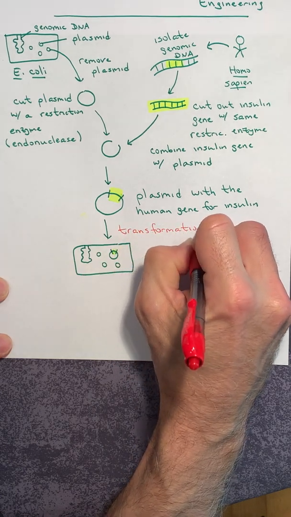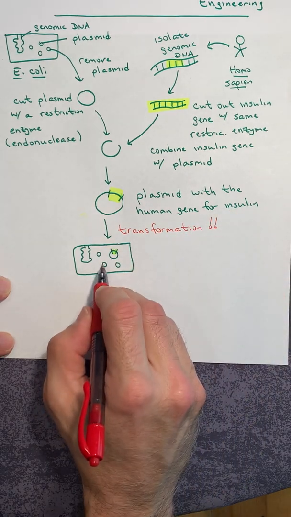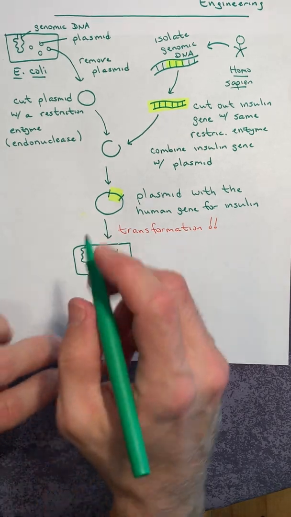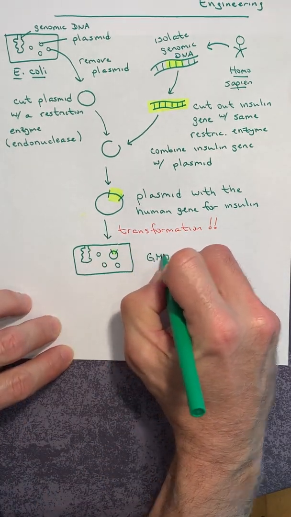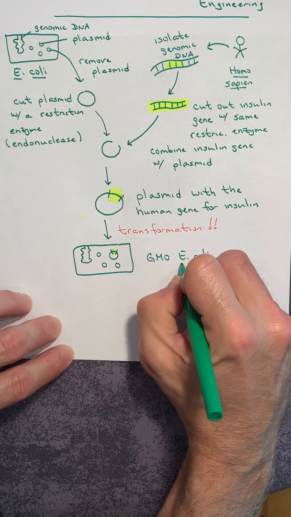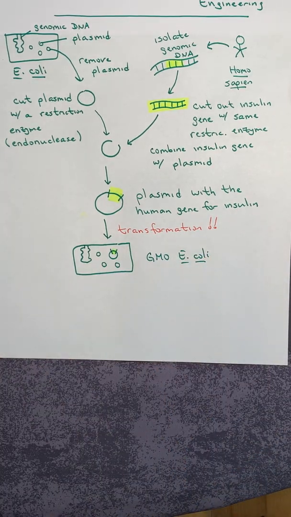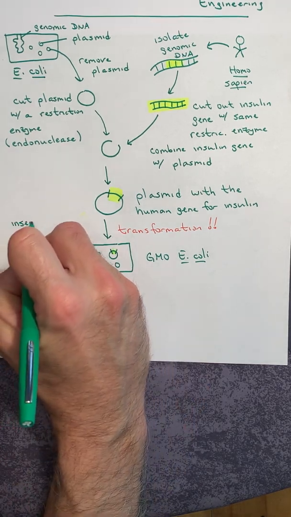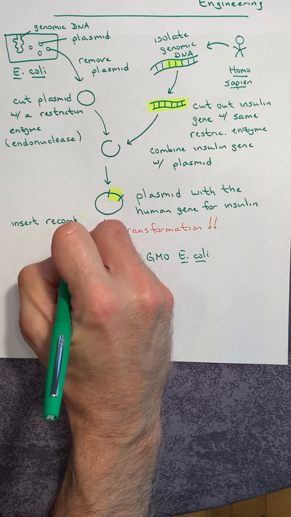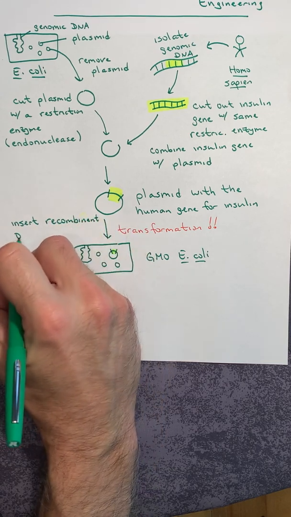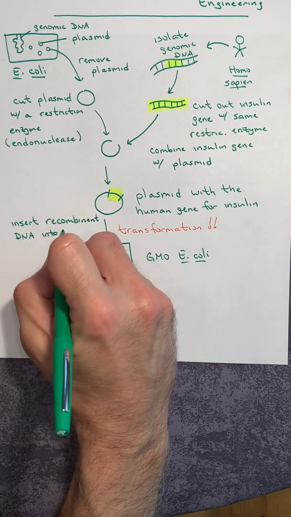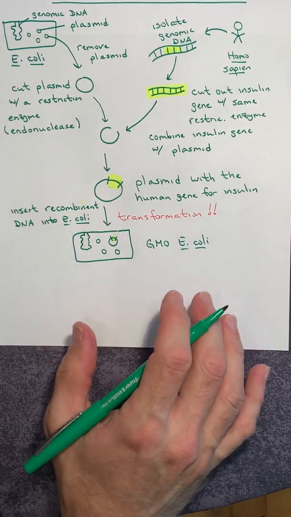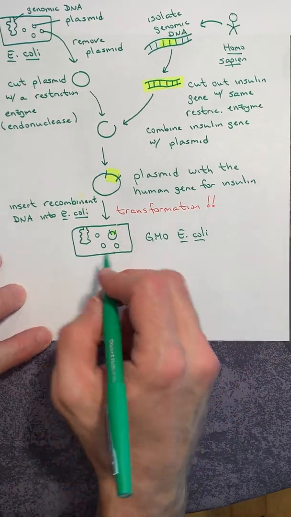Because you are genetically transforming the E. coli from wild type E. coli into a GMO. So this is now GMO E. coli. Why? Because it's been genetically modified. And how did you do that? You inserted recombinant DNA into E. coli. And we'll do this when we get back into class. You'll see.